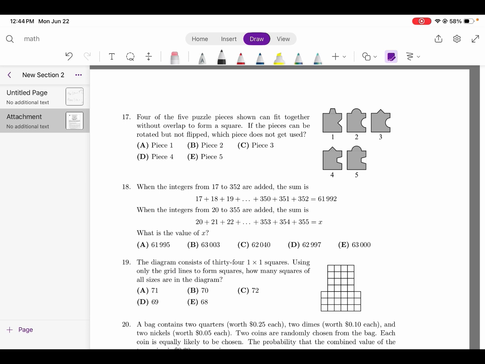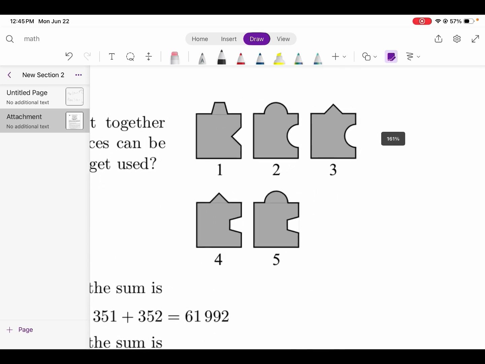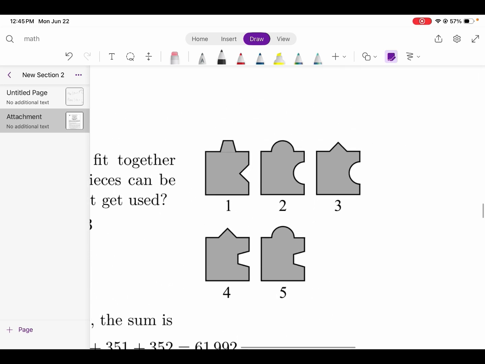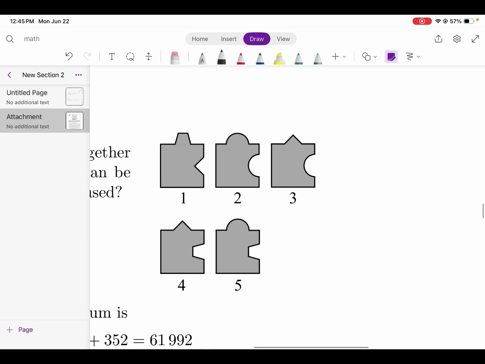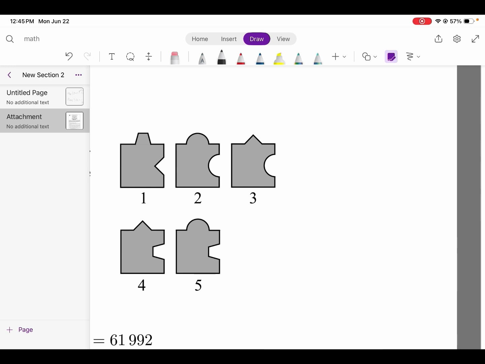17, we have 4 out of the 5 puzzle pieces which can fit together to create a square, and which piece is not used. So I guess we just see which ones fit together. So for example, for 1, you could either put 4 to the right of it or 3 to the right of it. And we can try 3 first, I guess.